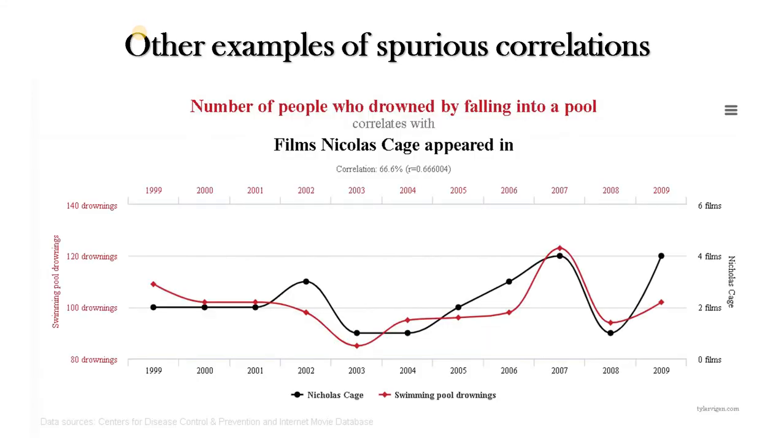The first one is the number of people who drowned by falling into a pool in the United States, and the number of films Nicolas Cage appeared in. You can observe that the correlation coefficient is 0.66, a quite acceptable correlation coefficient, and the variables correlate across time. So the Z variable in this case is time, which is related to both variables.